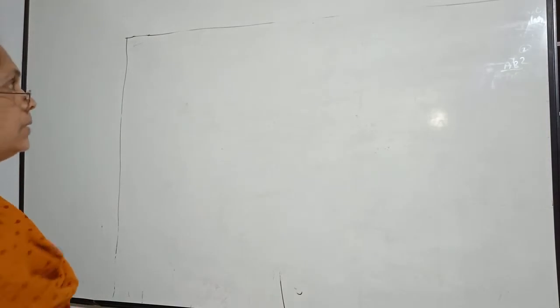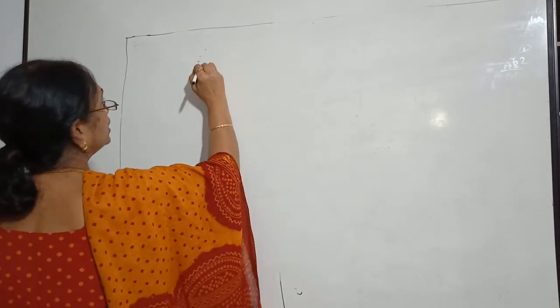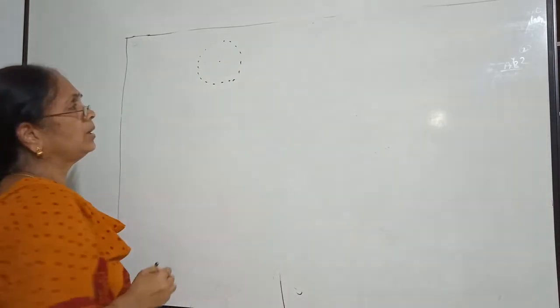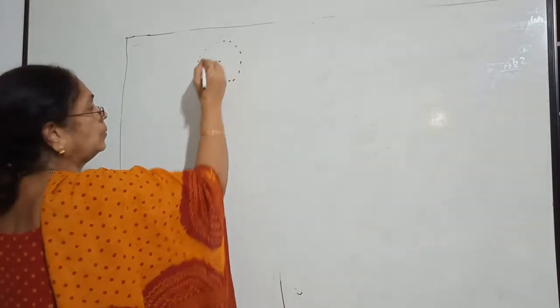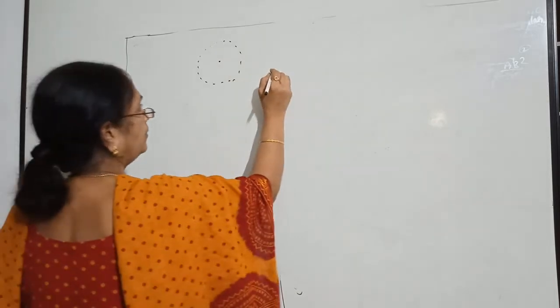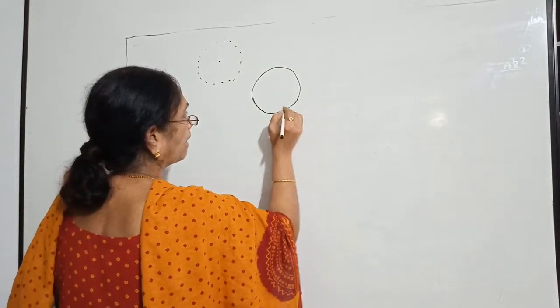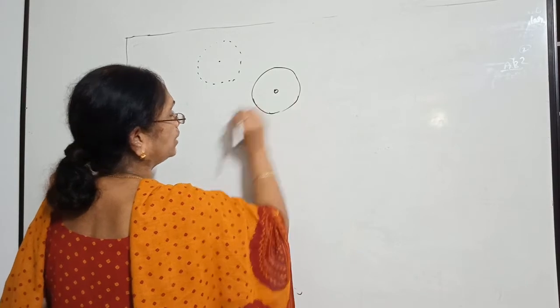Just within two minutes, what is the circle? Circle is the set of points which are at equal distance from a fixed point. When you join these, you are getting one circle. So remember, it is a set of points. This is the center of the circle.